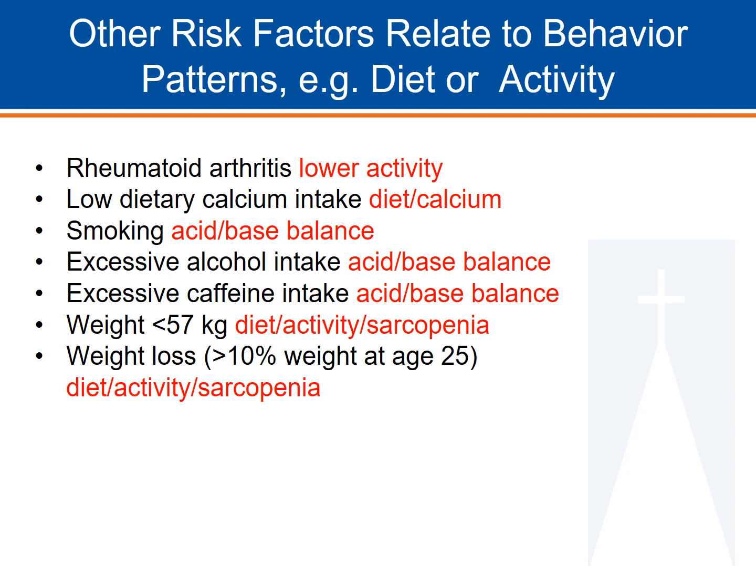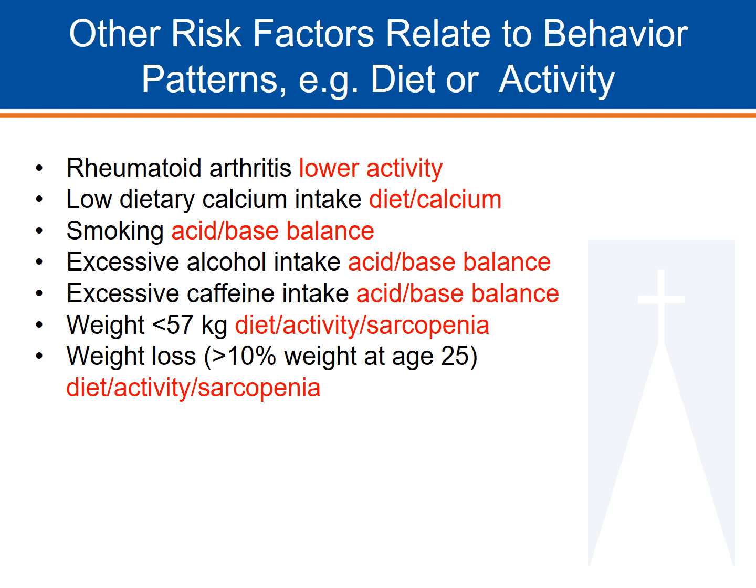In addition to dietary calcium, smoking, alcohol, and caffeine are also behavior patterns related to osteoporosis, probably through a mechanism related to acid-base balance. And finally, people with a very low body weight, less than 57 kilograms, or with a high weight loss, greater than 10% of their weight, may be at risk of osteoporosis because they're losing muscle mass, or the weight loss may reflect the loss of bone mass.